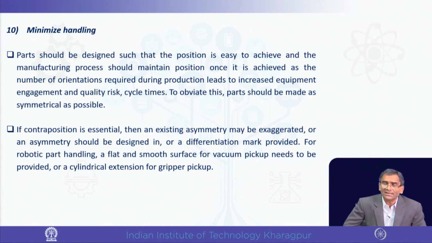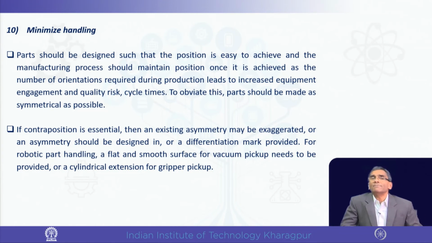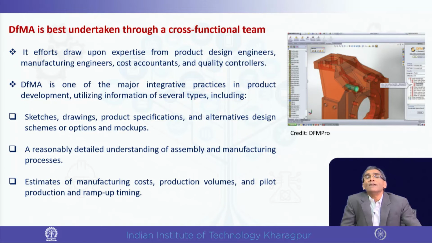Parts should be designed in such a way that, say, if a robot is gripping, something may require a cylindrical part so that the robot arm can grip, or a vacuum pump needs a flat surface so that it can be picked up from there. Those are certain features to be put in the product that help in material handling. It is a part feature incorporated for the convenience of material handling, which otherwise would become expensive. So, these are helpful tips for design for manufacturing.